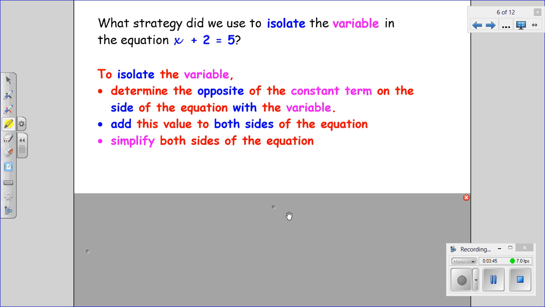Hopefully you realize that to isolate the variable, you determine the opposite of the constant term. This number here, 2, is called a constant term. The opposite of positive 2 is negative 2. So I'm going to figure out that the opposite of 2 is negative 2 first, and I'm going to add negative 2 to both sides of the equation and then simplify.